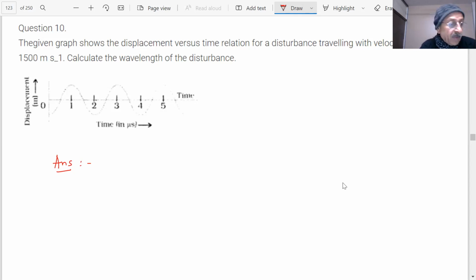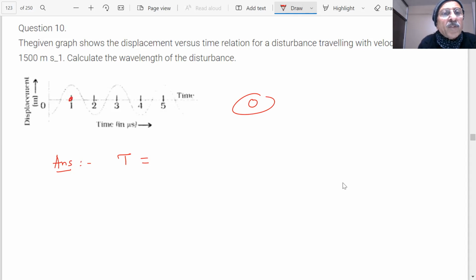Sir, we can use the formula V is equal to 1 by T. Now, no answer is coming. Okay. First of all, the graph shows displacement. This is displacement. This is time. What is the time period, students? What do you mean by time period? Time for one complete oscillation. How much is the time period? Where is one complete oscillation?